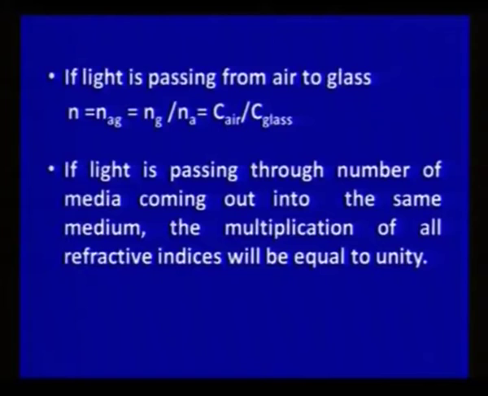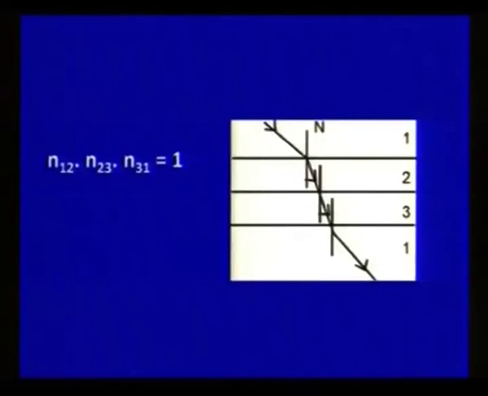If light passes through a number of media and comes out into the same medium, the product of all the refractive indices will be equal to unity, that is 1. You can see here media 1, 2, 3, and the light is again coming back to medium 1. So the refractive index of medium 1 with respect to 2, multiplied by the refractive index of medium 2 with respect to 3, multiplied by the refractive index of medium 3 with respect to 1, is equal to unity, 1. This is called the law of multiple refraction.